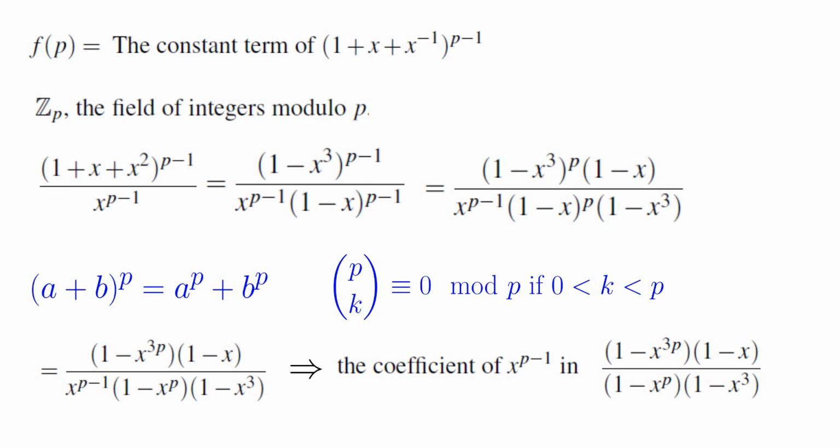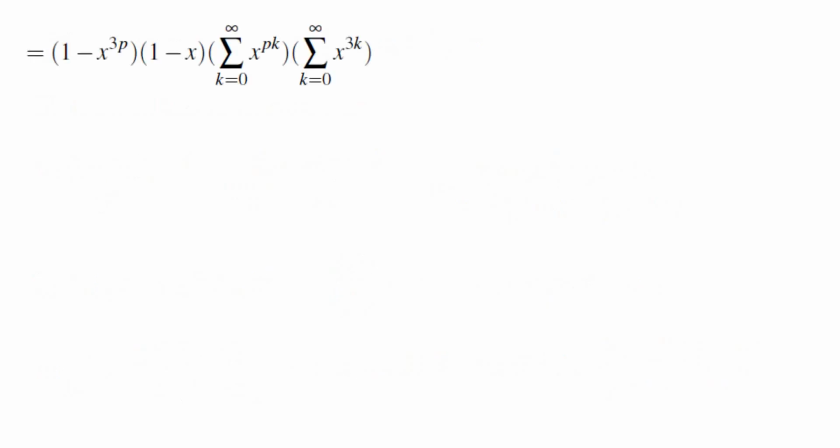So for the rest of the time, we're going to simplify this and find the coefficient of x to the power of p minus 1 in that expression. The numerator, (1 minus x)^(3p) times (1 minus x), can be left alone. For the denominator, we're going to use the geometric sum. 1 over 1 minus x^p is the sum of x to the power of pk. And 1 over 1 minus x^3 is the sum of x to the power of 3k.